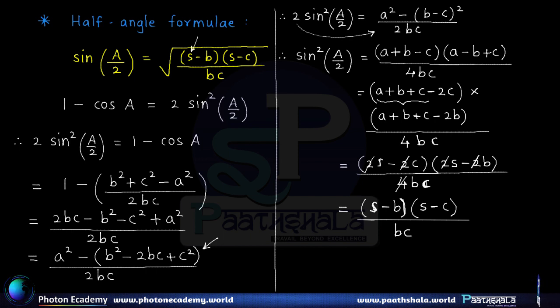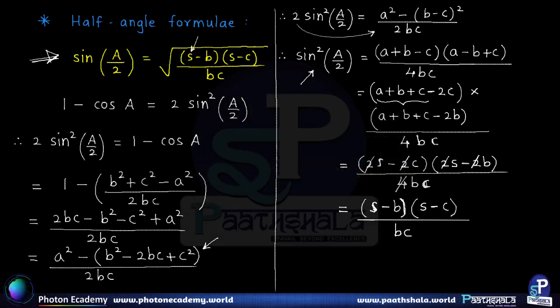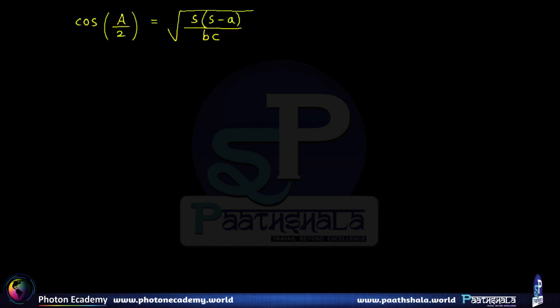So therefore sine square of A by 2 is equal to (s minus b) into (s minus c) upon bc. If we take the square root of both sides, we will ultimately get the statement of the half angle formula of sine of A by 2. Okay. So that's the way we prove this particular result. Now like we have the formula in sine, we have a similar formula in cos. So that is what we see now. Cos of A by 2 is equal to root of s into (s minus a) upon bc.